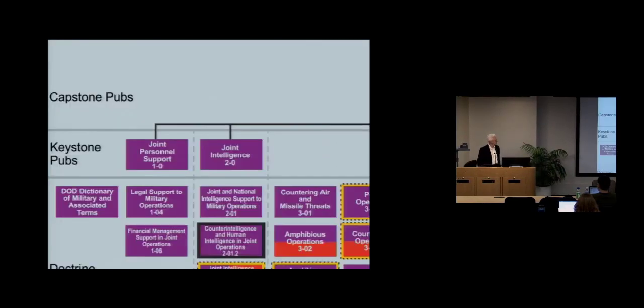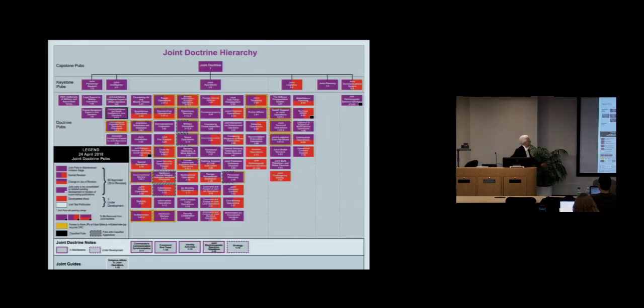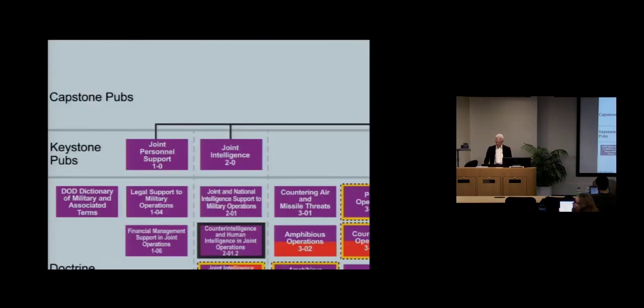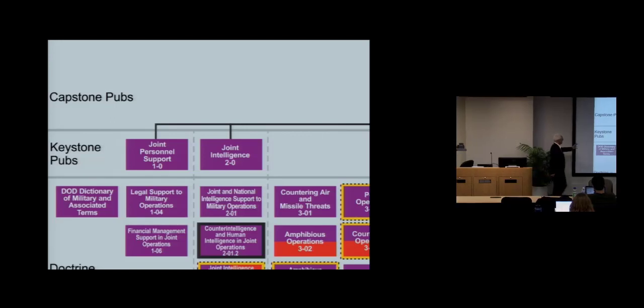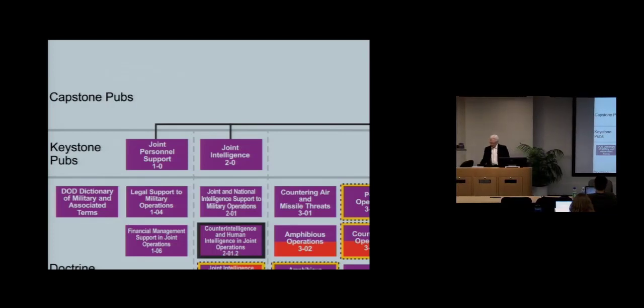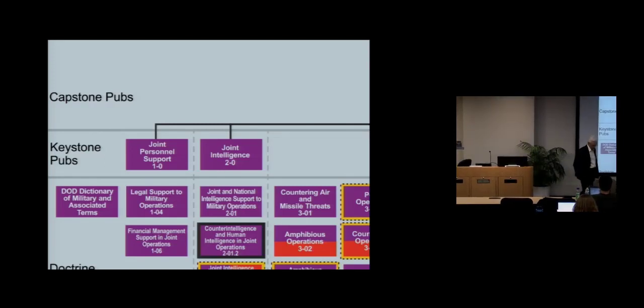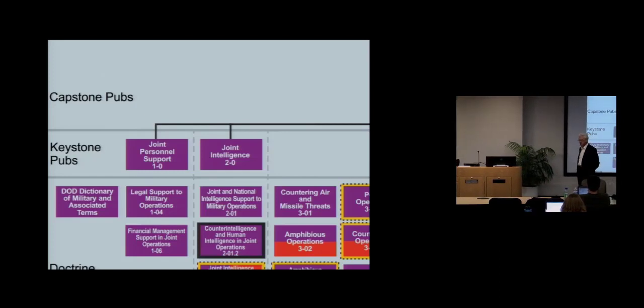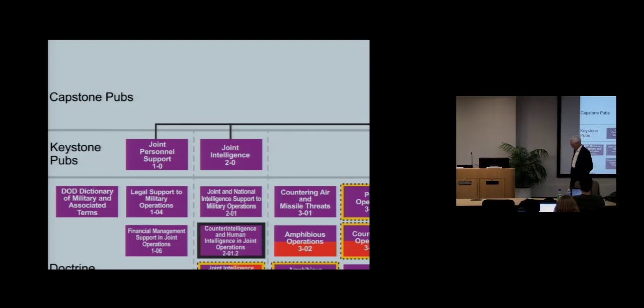All right, so there are capstone publications, of which there is only one, Joint Doctrine 1, which is the general principles. And then there are keystone publications. And then at the very top of the hierarchy below here is something called the DoD Dictionary of Military and Associated Terms. Now, I've talked in previous sessions about the relationships between ontologies and dictionaries. So dictionaries are written for humans, ontologies are written primarily for computers.